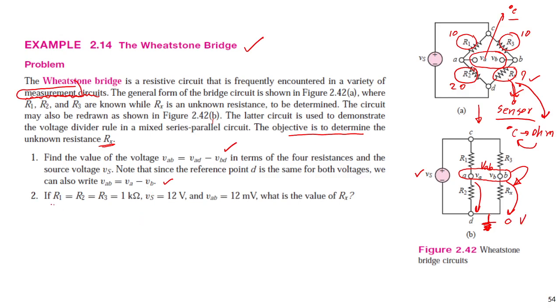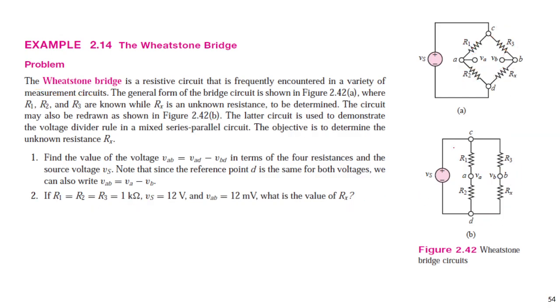For example, if R1, R2, R3 are 1 k ohm and Vs is 12 volt, and VAB is 12 millivolt, how can we determine Rx? In this case we know that R1 is 1 k ohm, R3 is 1 k ohm, R2 is 1 k ohm, and Vs is 12 volt, and we measure VAB at 12 millivolt. What is Rx? It's not very difficult, you can use your knowledge to get Rx.